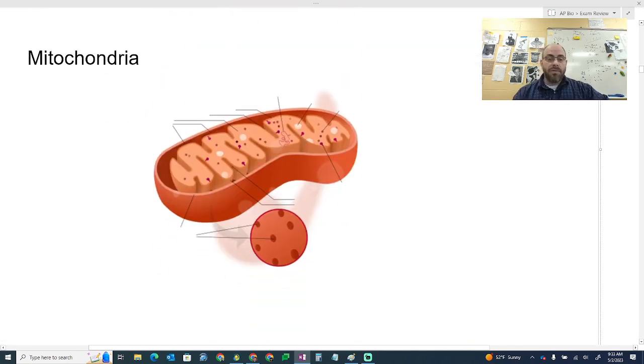Next is everyone's favorite, the mitochondria. Mitochondria is the site of cellular respiration. Cellular respiration is taking sugars and other organic molecules, breaking them down for the production of ATP.